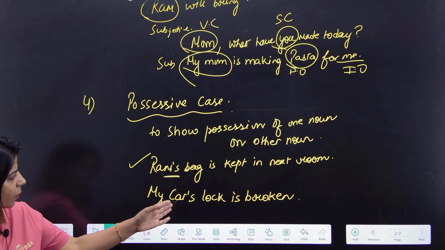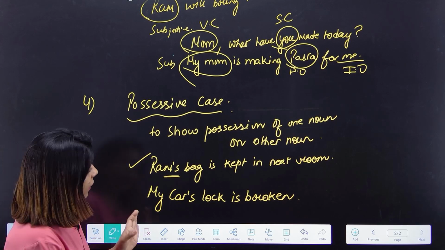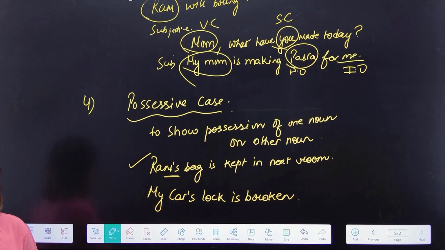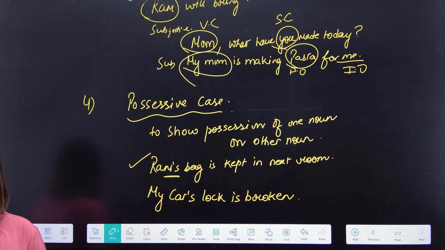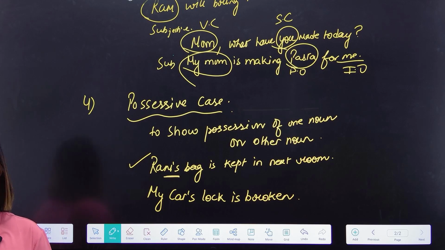I have shown possession, no, my car's lock, on the position. The car's lock broke, so I have written my car's lock. Is it right to say this? How many of you say yes? Raise your hand. Ram's bag is kept in next room. So we showed possession, we showed possession by adding apostrophe s. This is wrong. What should be used, dear? There is no s with car, apostrophe s is on car. It will not be used.